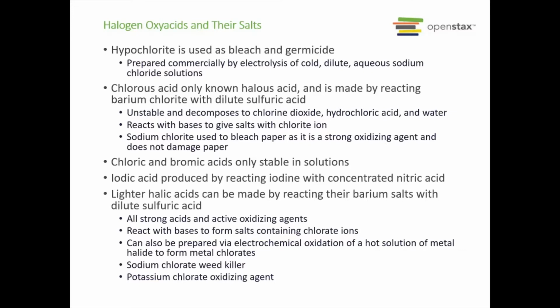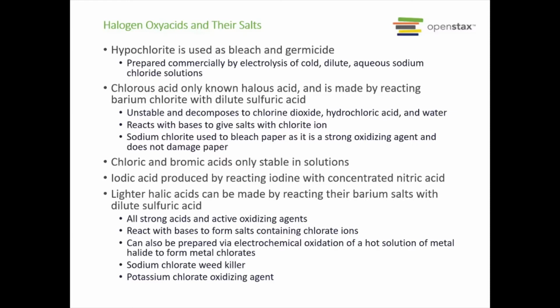Chlorous acid is actually the only known halous acid, and we can get this by reacting barium chlorite with dilute sulfuric acid. Chlorous acid is unstable and will decompose to chlorine dioxide, hydrochloric acid, and water. But it can react with bases to give salts that have the chlorite ion. Sodium chlorite itself can be used as a bleach for paper because it's a strong oxidizing agent, yet it does not damage the paper itself.